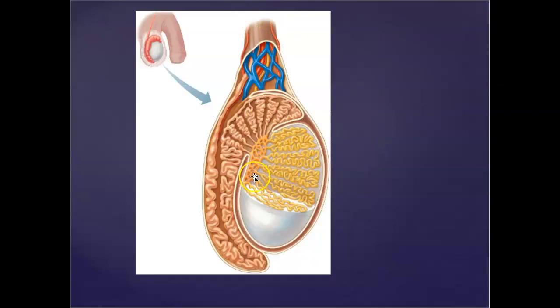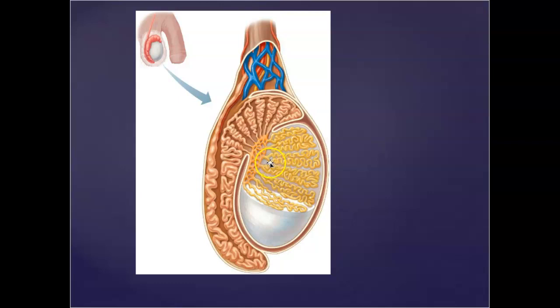So looking at the testis itself from this drawing, you can see the tunica albuginea on the outside here, the epididymis on this pouch on the outside of the testis itself, all within the scrotum. You can see these ducts, these seminiferous tubules, where the sperm is produced. So spermatogenesis starts in the testis itself.